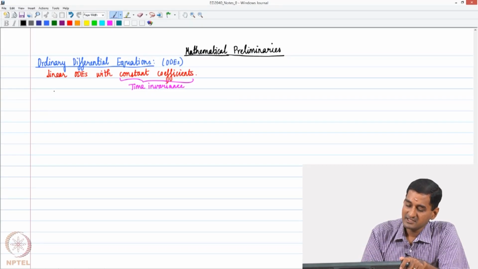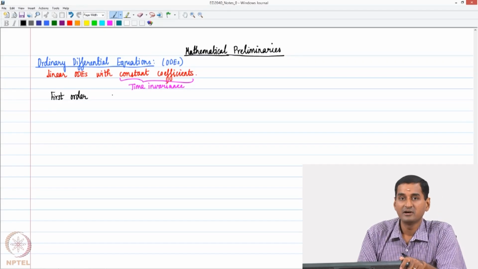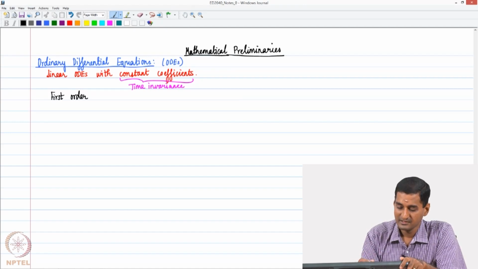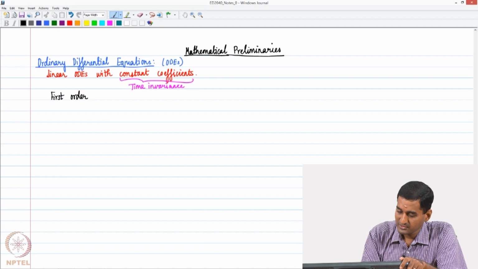So let us consider some specific ordinary differential equations. But I suggest that all of us go back and recap what we learned in a first engineering mathematics course on ordinary differential equations, which would really be helpful. But I am just going to recap a few important concepts. That's what I am going to do here.